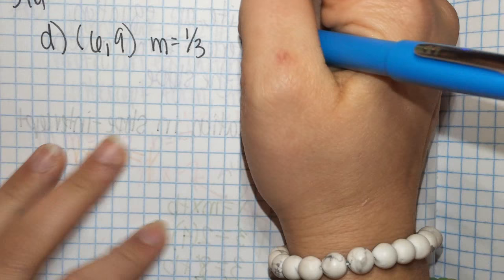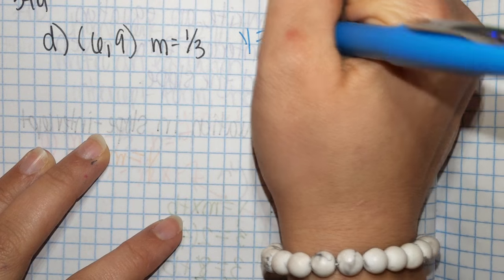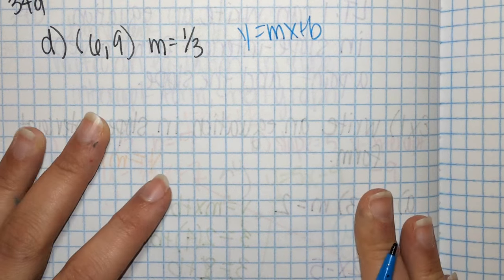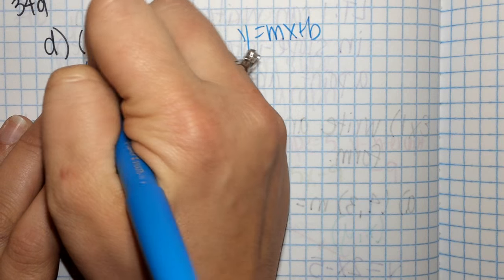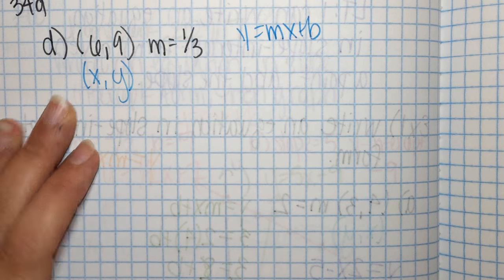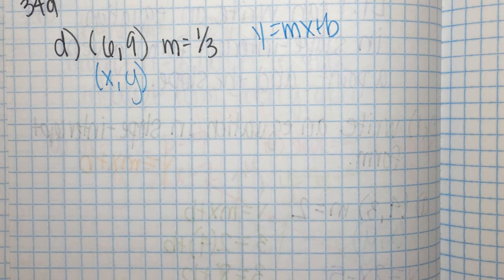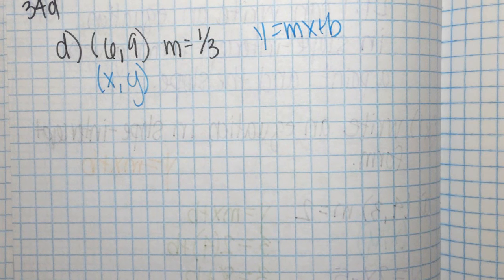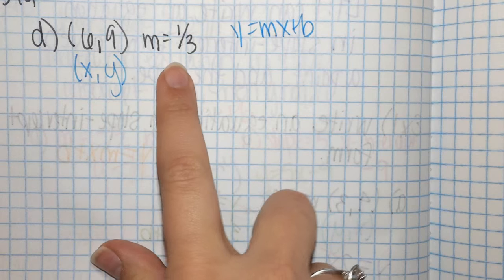Yes. All right, so now remember, we're trying to get it in the form of y equals mx plus b. We know that 6 is our x, 9 is our y. Okay? And what is our m this time? 1/3. M is 1/3.